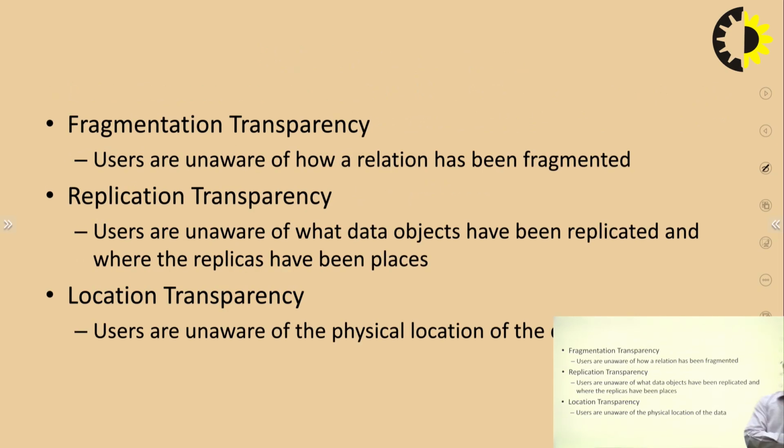So, see what type of information we can share. In fragmentation transparency, the users are unaware of how our relation has been fragmented. In replication transparency, the user is unaware of which data objects have been replicated and where the replicas have been placed. In location transparency, the user is completely unaware of the physical location of the data, where my data is stored. So, in fragmentation transparency we hide the fragmentation information, in replication transparency we hide the replication information, and in location transparency we hide the location of the database.